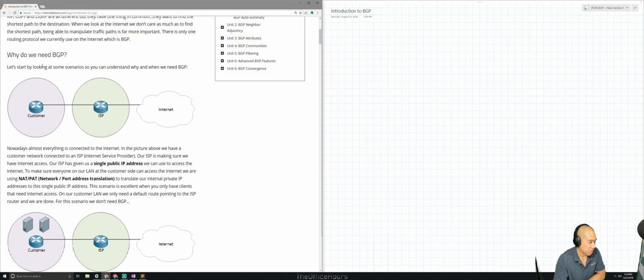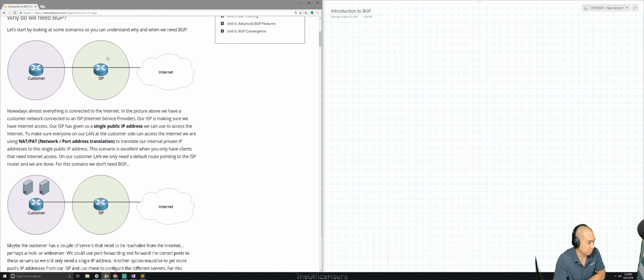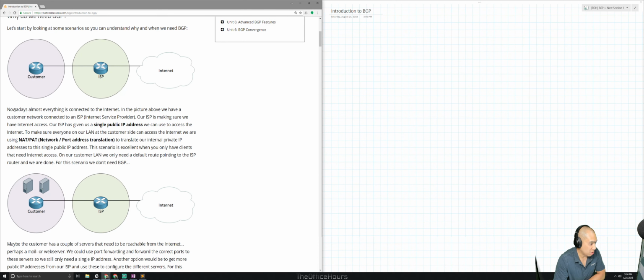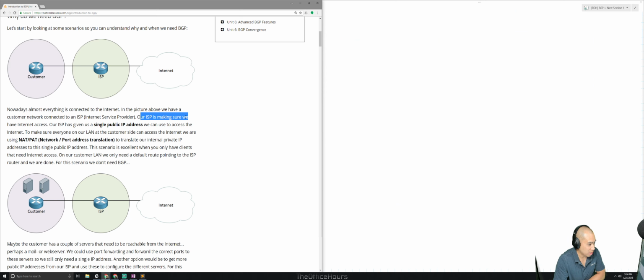Why do we need BGP? Let's start with some scenarios so that you can understand why and when we need BGP. Nowadays, almost everything is connected to the internet. In the picture above, we have a customer network connected to an ISP. Our ISP is making sure we have internet access. Our ISP has given us a single public IP address we can use to access the internet.